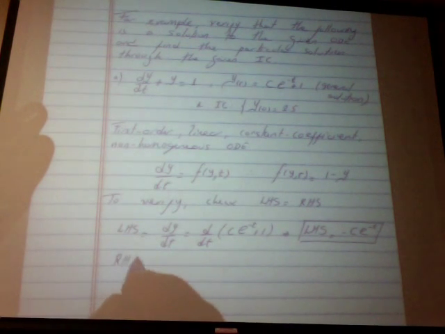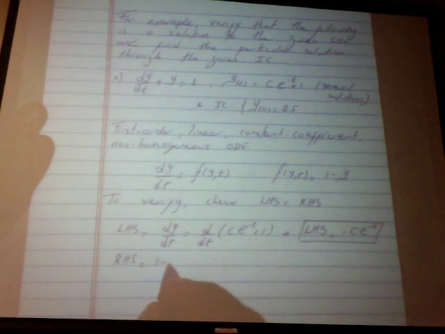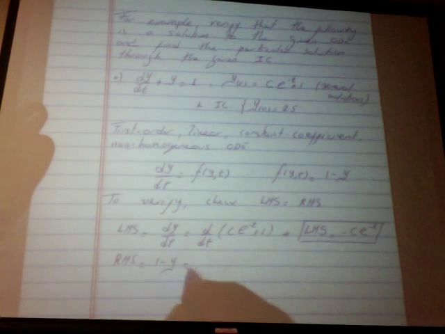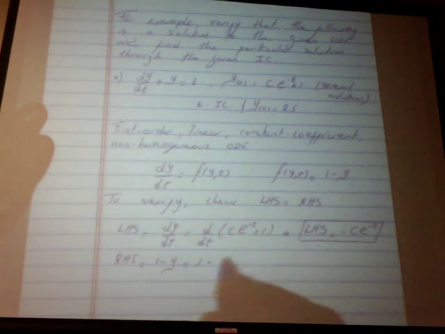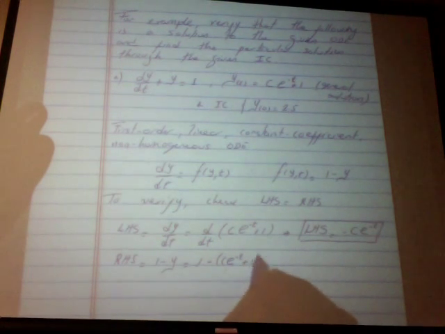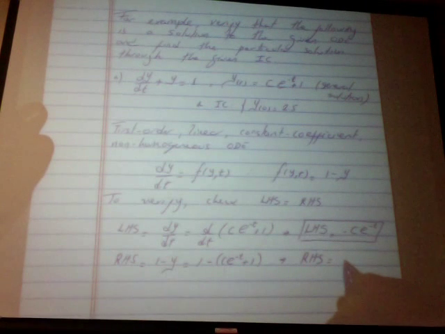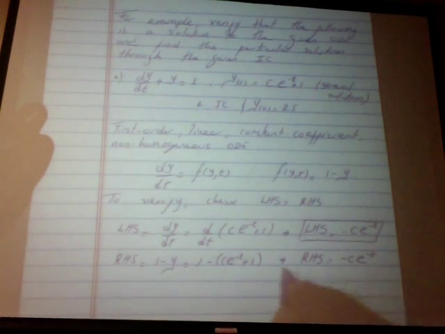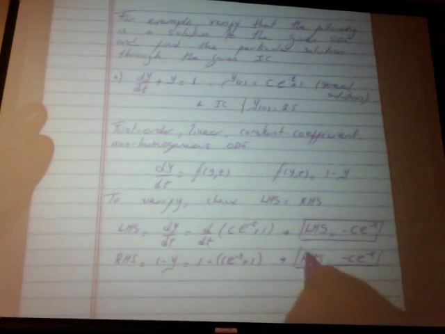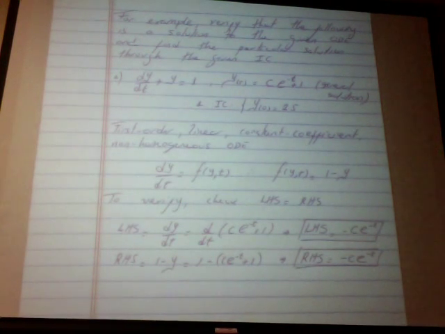Right-hand side is equal to 1 minus y, which is equal to 1 minus c e to the minus t plus 1. And then right-hand side is equal to minus c e to the minus t. There we go. So that is indeed a general solution.